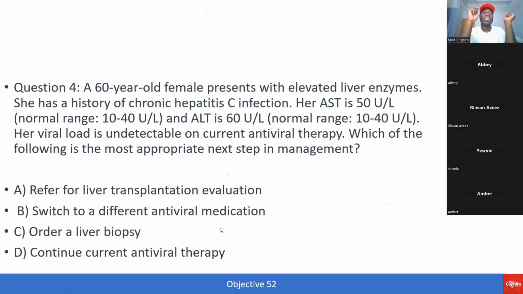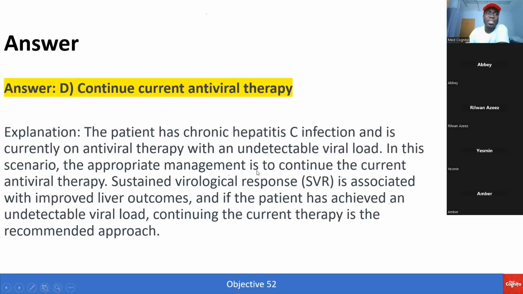Hepatitis C, AST of 50, so marginally elevated. ALT of 60, marginally elevated. Viral load is undetectable. Which of the following is the most appropriate next step? Dr. Ruj is saying switch to a different antiviral medication. I beg to differ. We will continue the current antiviral therapy because this is beautiful. I think that is the correct thing. Yeah, because the viral load is undetectable, so we will continue the same thing.